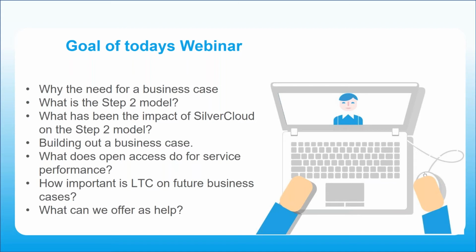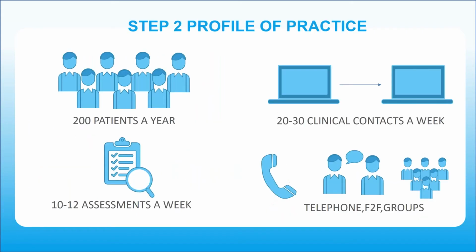So the first thing to consider, and I've taken a very simplistic approach to the way we see the step 2 provision. So here we are, a normal step 2 profile at the moment from the NICE guidance is to see around 200 patients a year, to do in a week probably 10 to 12 assessments, and to offer between 20 to 30 clinical contacts a week. And that's generally delivered through telephone, face-to-face and groups.